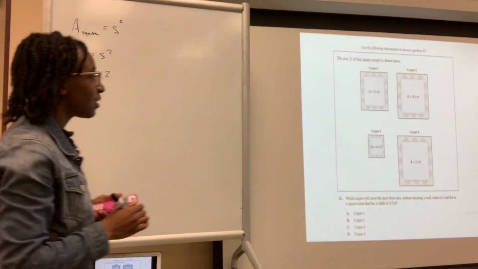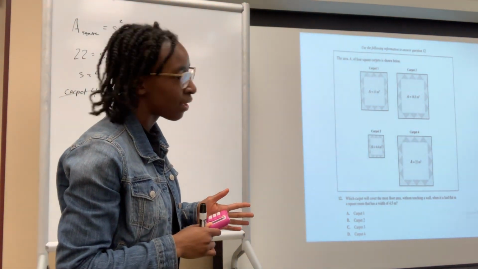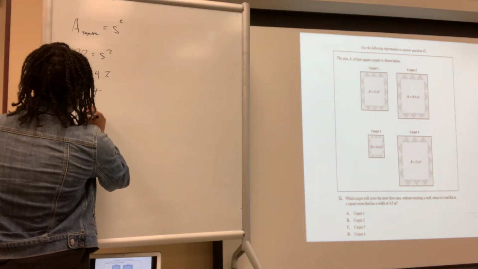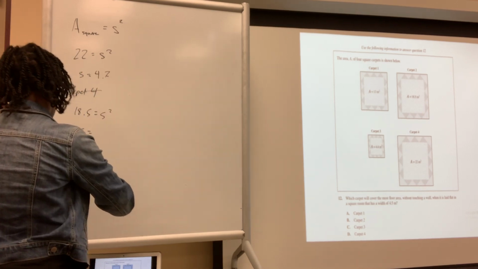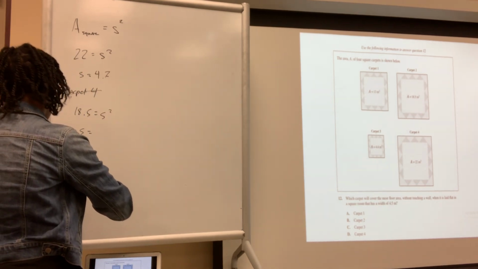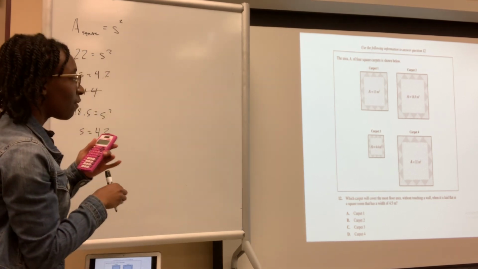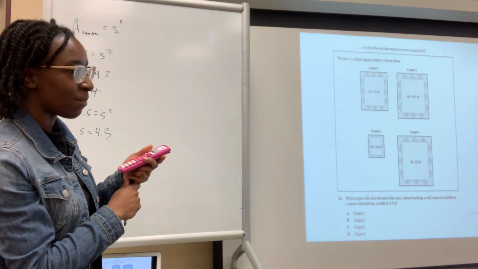So the next biggest area is carpet 2, which has an area of 18.5 meters squared. So we do the same thing. 18.5 is equal to s squared. s is equal to about 4.3. So that one does fit in our room that has a width of 4.5 meters.